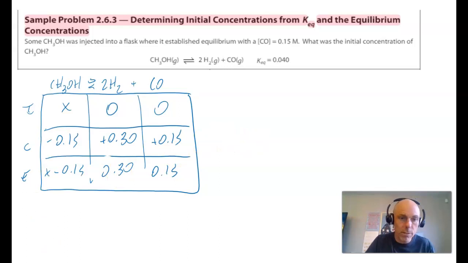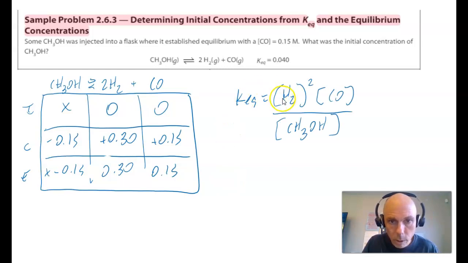Once our ice table is filled in fully, which it is now, we write the generic version of the equilibrium expression and then plug in the values from the E row into that expression. So I'll do that now. So we've got Keq equals the concentration of hydrogen squared with the coefficient of 2 times the concentration of carbon monoxide over the concentration of methanol.